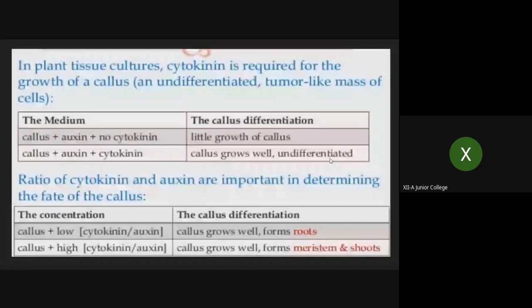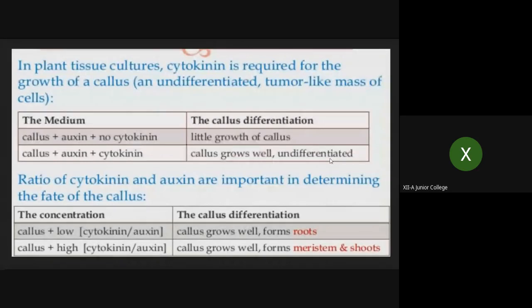So what is callus? I will tell you. Callus is the undifferentiated growth of cells. When we use an explant like root apex, shoot apex, or leaf apex, the apical region of that particular part, and grow it on the nutrient medium, first of all an uncontrolled, undifferentiated mass of cells can be observed. That gives the appearance of a tumor. That mass of cells is called callus.